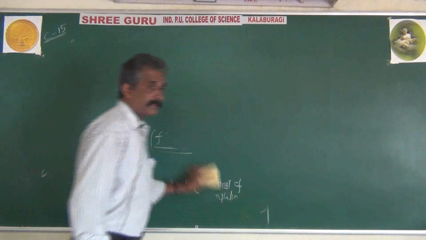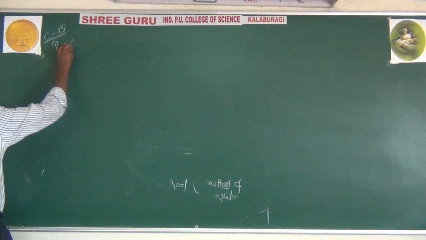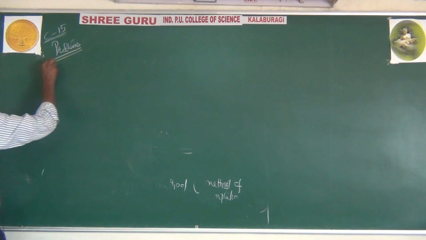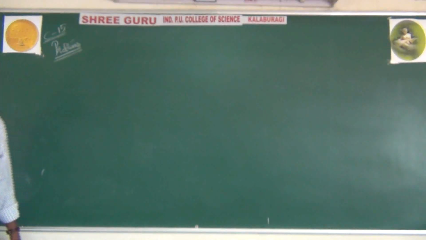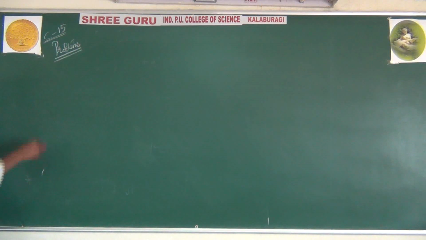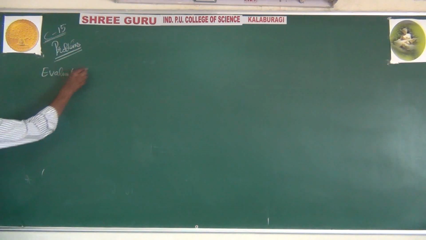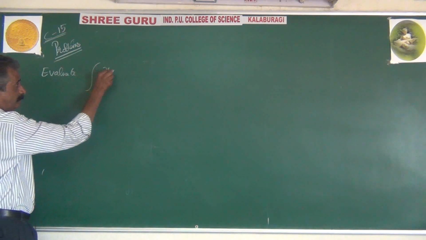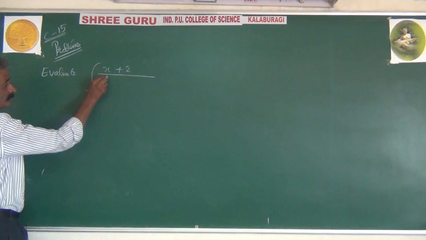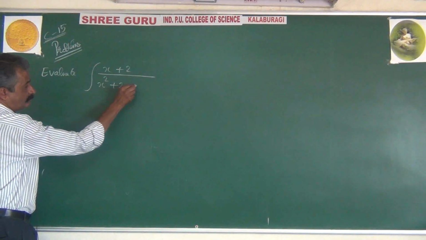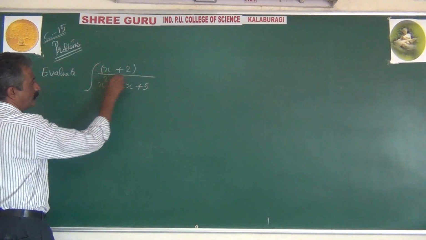Write the problems under type 5. First problem: find or evaluate the integration of x plus 2 divided by x square plus 2x plus 5 dx.